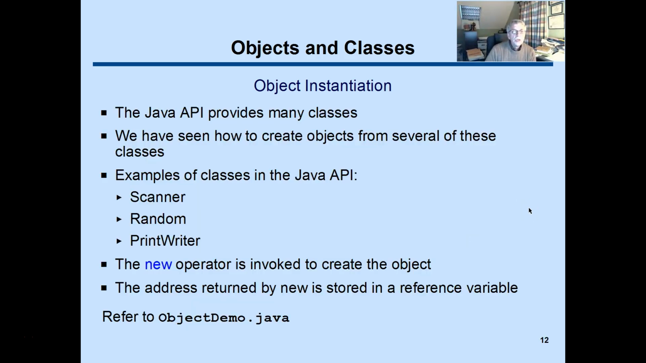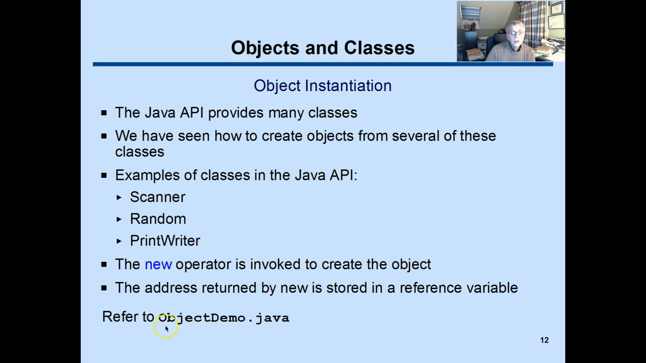So with object instantiation, we saw that there are many classes provided by the Java API. And in most cases, you'll have to do an import. Use the import statement to make Scanner available. Import java.util.Scanner. Then that makes that class available, and you can create objects on it. And again, the new operator is what causes the constructor to kick in and instantiate the object. The address is returned from the new operator and placed within the object variable.